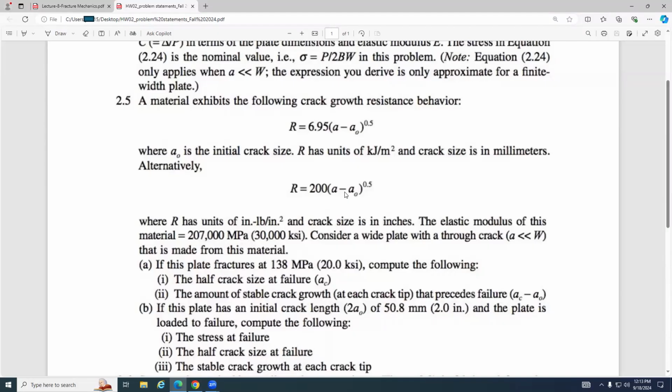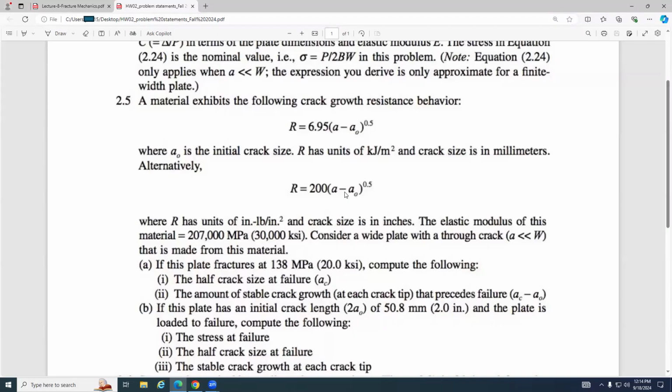This is G equals R, and for this plate we have G equals pi sigma squared A_C over E. Because it's critical, I assume if this condition is met, the crack initiates or the crack propagates. So that's the reason I denote this one as A_C.